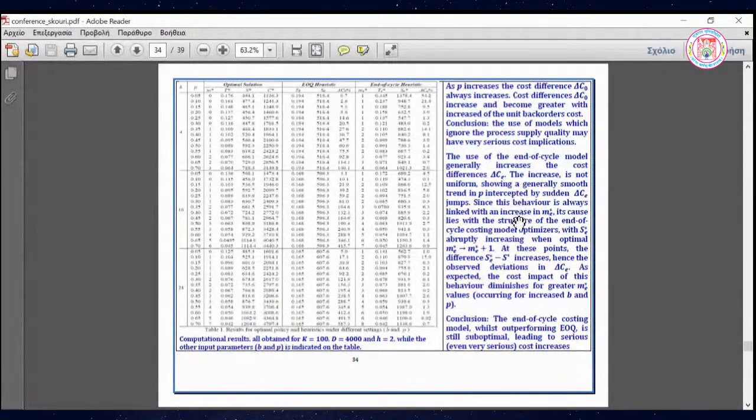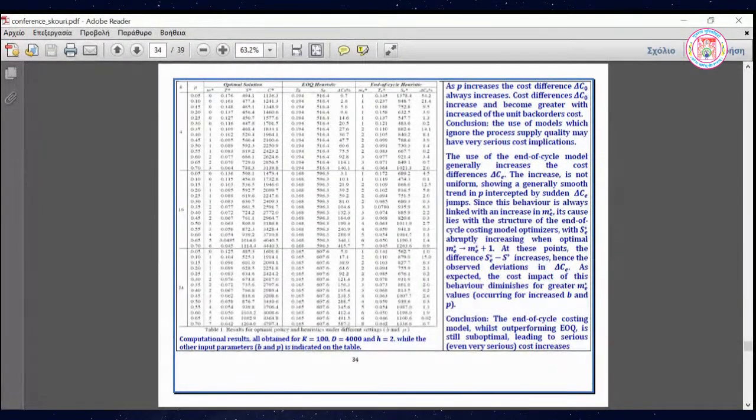And also we can see that there are differences in the respective optimizers. Also, we can see that this cost difference is greater as the backlogging cost becomes greater. And of course, the conclusion is that the use of models which ignore the supply process quality may have serious cost implications.